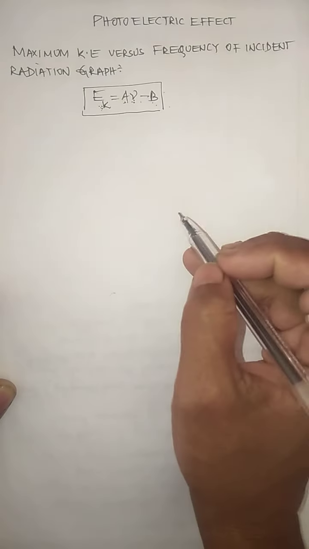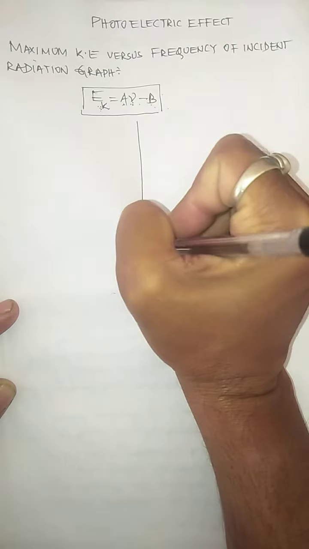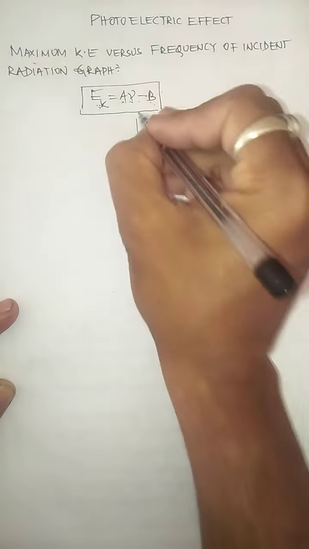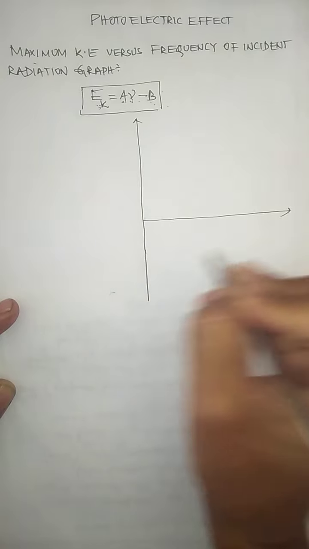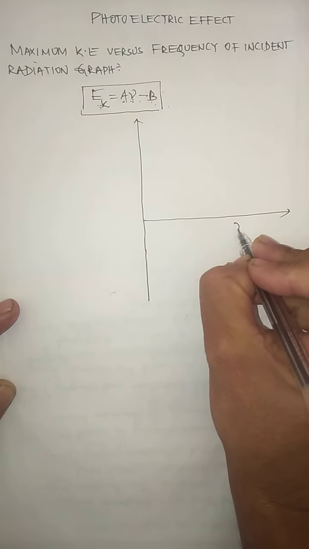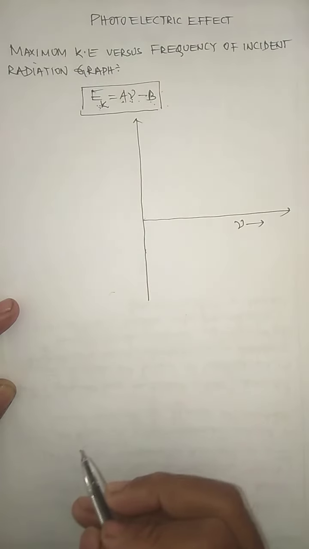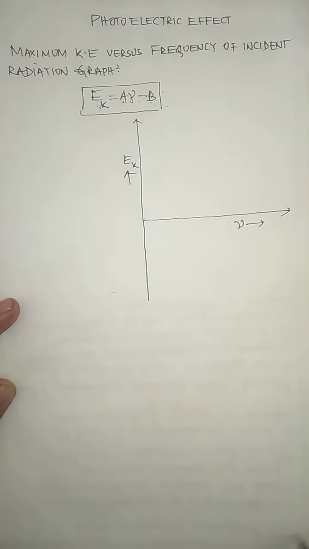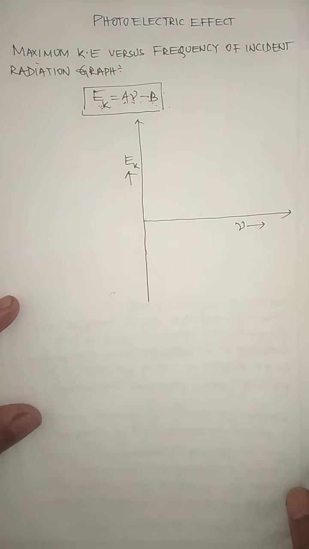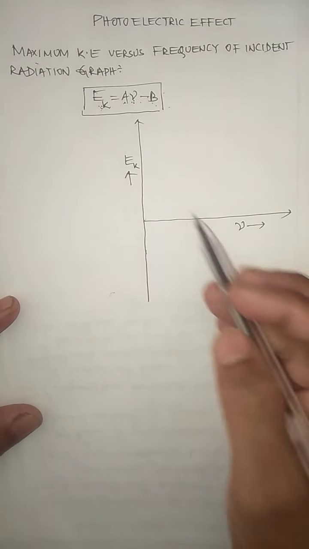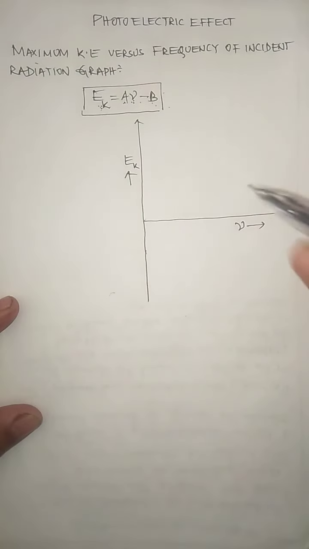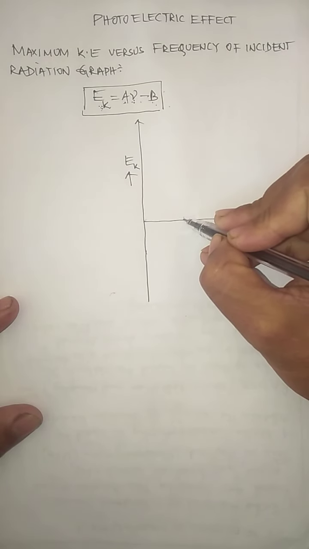Now to plot the graph again, I do it in a similar manner. So I take two axes. One is the x-axis, another is the y-axis. Now I plot on the x-axis the frequency of incident radiation, which is marked by the letter nu, and on the y-axis I mark the letter Ek, which is the maximum kinetic energy of photoelectrons. Now I plot the graph of Ek versus nu by taking two different metals.